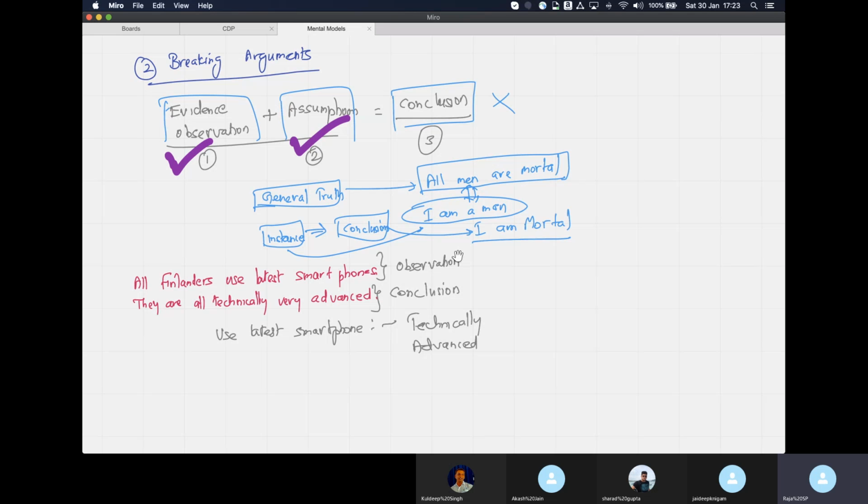Then break the assumption. The assumption here is that using smartphones means technically very advanced. Is that even valid? How does it matter really? I can use a smartphone and keep watching social media or some entertainment stuff. That does not make me a technically advanced person. Some smartphones are so user friendly that I don't even need any skill to use a phone. So how is it really making me technically advanced? And what is technically advanced all about in the first place? Break that assumption, and then you are able to successfully break an argument. This is simple enough, I believe.